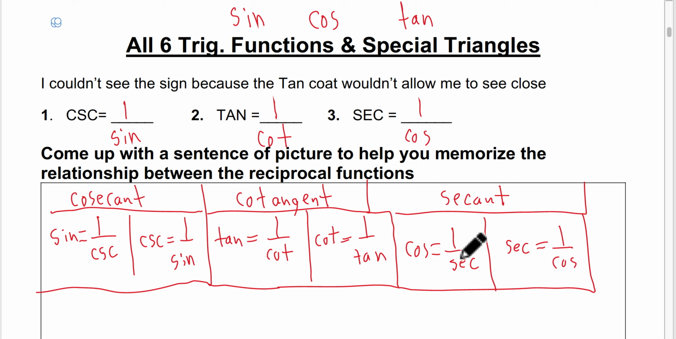Now, the main thing to do is you've got to recognize what's connected to what. I created a small sentence. You can create something more creative or simpler. "I couldn't see the sine." I put couldn't see the sine because I know cosecant is related to sine. Because the tan colored coat, tan coat, tangent and cotangent are going to be related. "Wouldn't allow me to see close." Well, see close means secant and cos. So I created this little sentence to help me remember, but you can use another method.